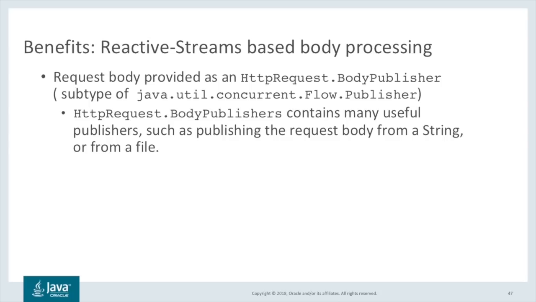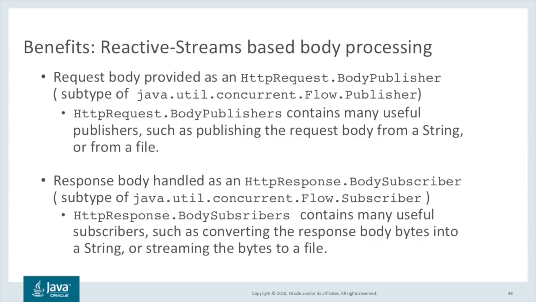As we've just seen in the last slide, the HTTP request body is provided through a BodyPublisher. BodyPublisher is a subtype of Flow.Publisher that publishes the HTTP request body as bytes. The HttpRequest.BodyPublishers class provides a collection of factory methods for creating publishers for the most common use cases. For example, publishing a request body from a string, or from a file, and more besides.